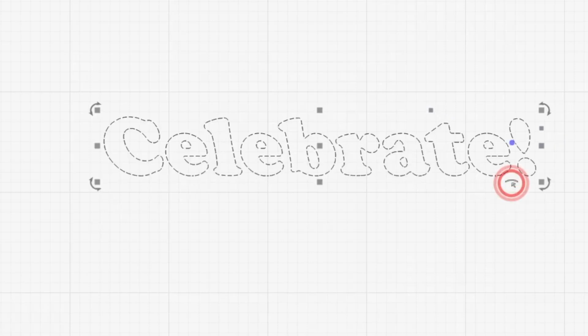Text objects have an additional option that allows you to bend them. Hover your mouse over the blue dot until the cursor changes. Then click and drag to bend the text. Release the mouse to confirm the change. To undo the bend, double-click on the blue dot.